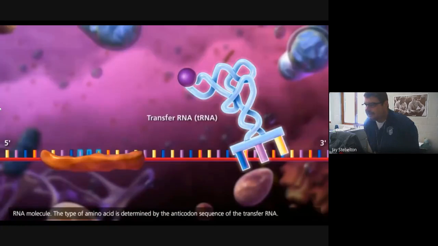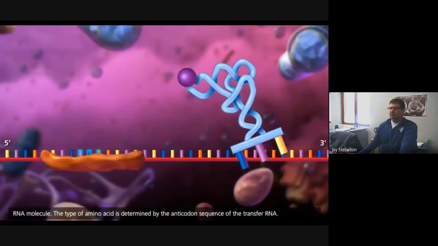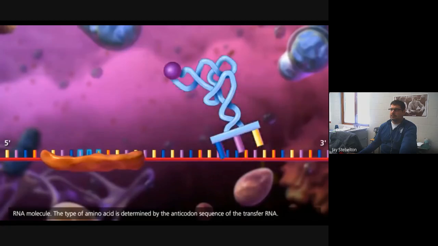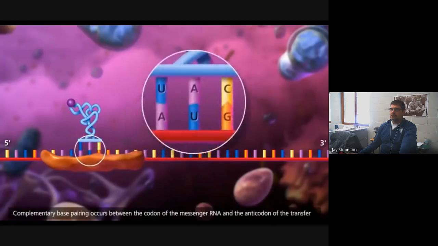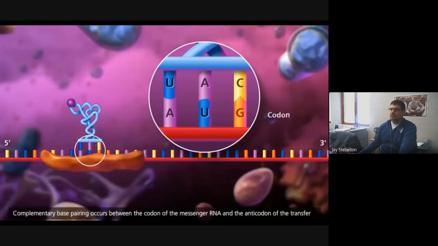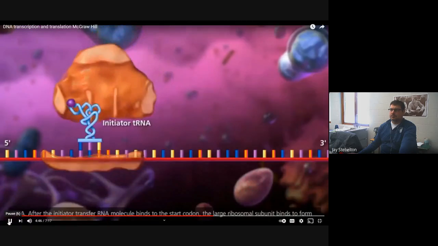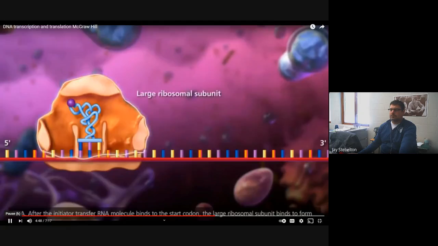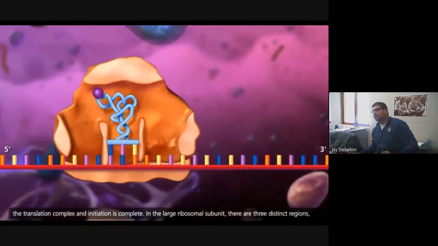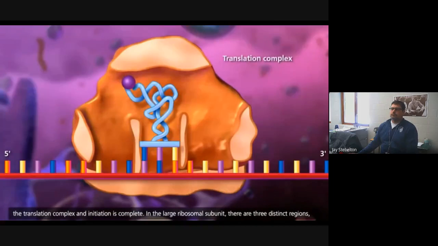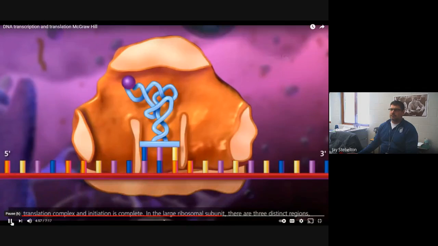Transfer RNA molecule. The type of amino acid is determined by the anticodon sequence of the transfer RNA. Complementary base pairing occurs between the codon of the messenger RNA and the anticodon of the transfer RNA. After the initiator transfer RNA molecule binds to the start codon, the large ribosomal subunit binds to form the translation complex, and initiation is complete. In the large ribosomal subunit.